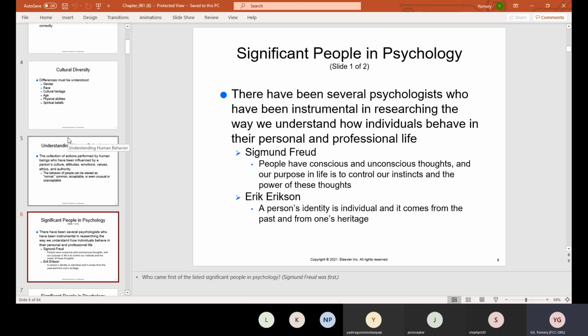There have been several psychologists who have been instrumental in researching the way we understand how individuals behave in their personal and professional life. Sigmund Freud: people have conscious and unconscious thoughts, and our purpose in life is to control our instincts and the power of these thoughts. Erik Erikson: a person's identity is individual, and it comes from the past, from one's heritage.